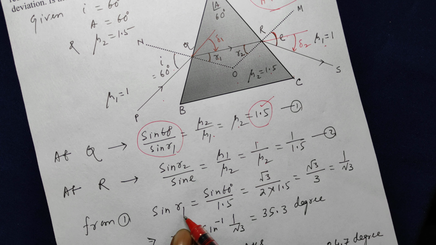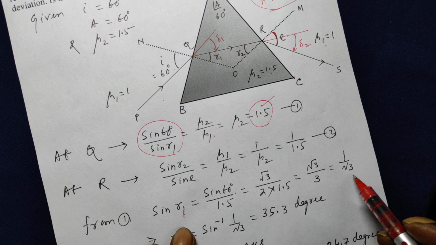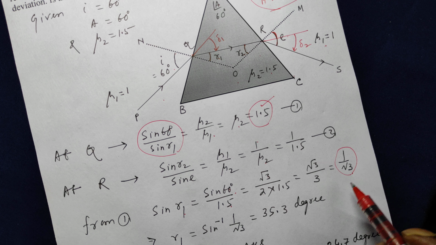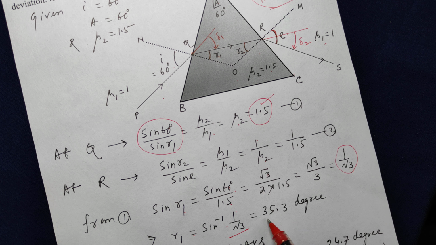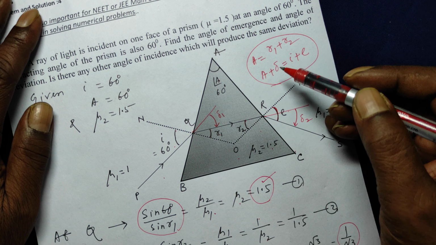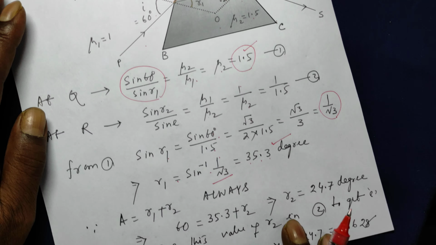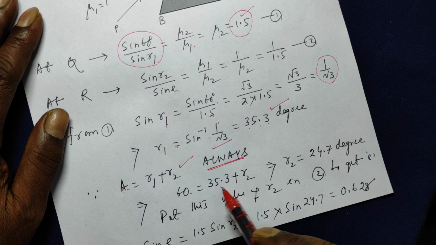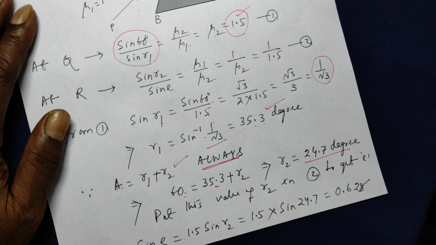If you cross multiply, sine R1 is sine 60 over 1.5. Put the value of sine 60, so this comes out to be 1 by root 3. So R1 is sine inverse of 1 by root 3. If you put that in a scientific calculator, this comes out to be 35.3 degrees. Now, for a prism, as I explained, and you must have studied in your school lectures, A is always equal to R1 plus R2. Therefore 60 is equal to R1 plus R2. So 35.3 comes to this side, so R2 becomes 24.7 degrees.